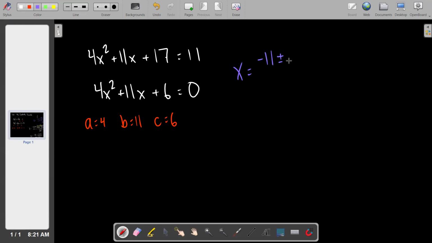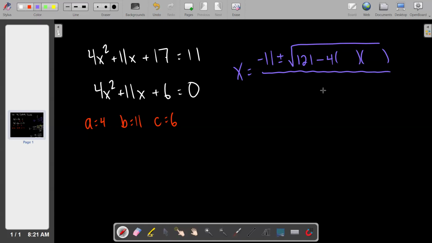Plus or minus the square root of what? 121. Good, because that's what 11 squared is. And then I'm going to put -4. And then I'm going to draw a couple of blanks and I'll tell them, hold tight, little homies, I'll be back in a sec. And then I'm going to jump to the bottom.